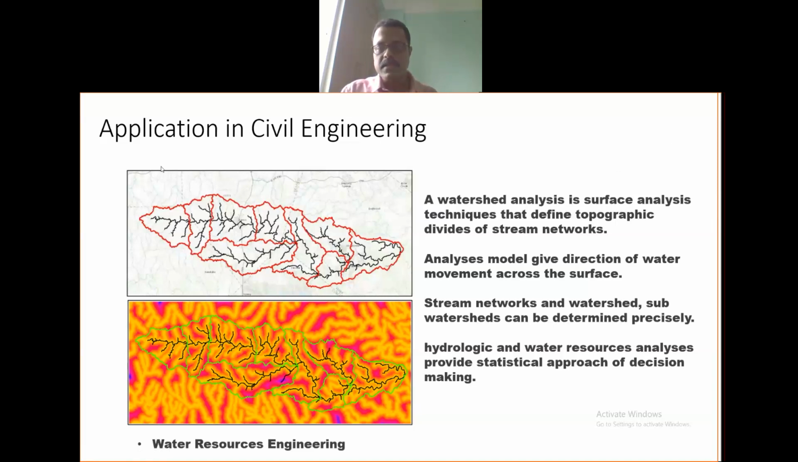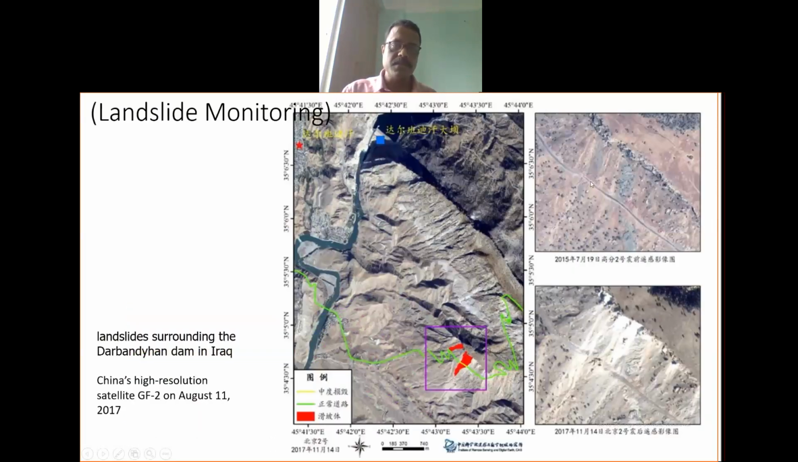Let me see what is written here. Watershed analysis. Okay, so these are the same things that I just explained. Remote sensing images are also used for water resource management, which is a part of civil engineering.